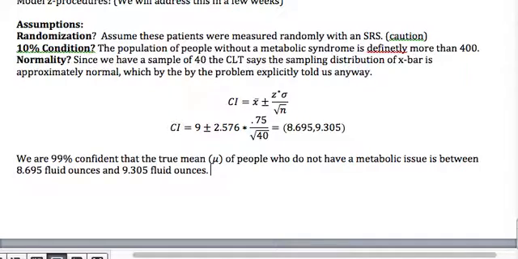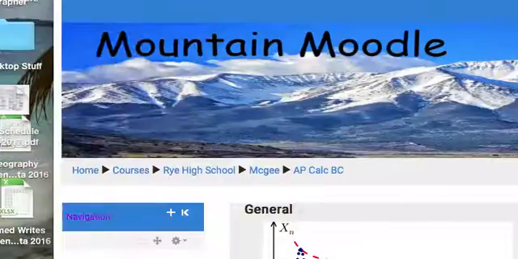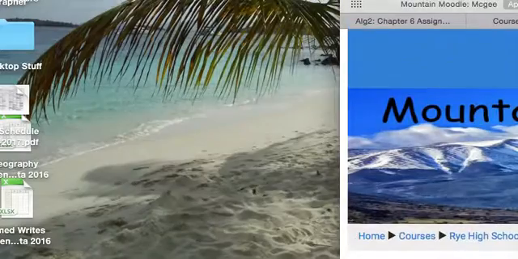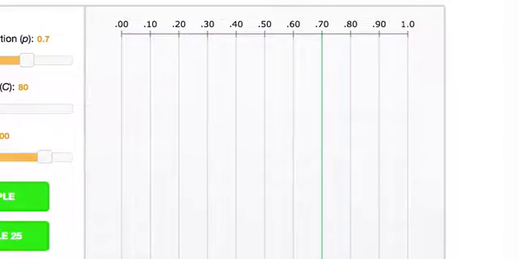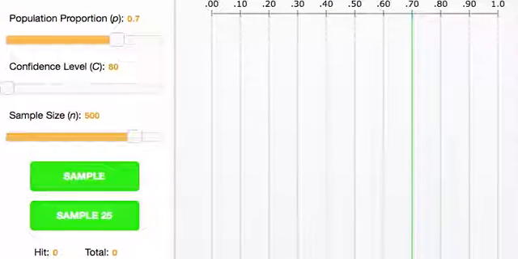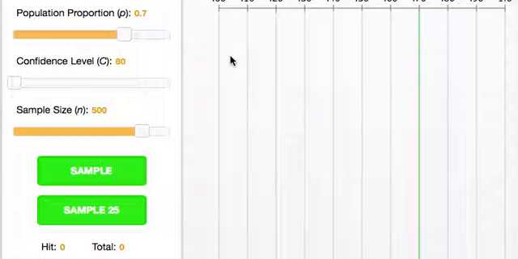Okay. Let's look at a simulation here real quick before we call it good for today. I'm going to save this. So this is actually on Moodle if you want to play around with it, but I'm just going to pull it up. I put this on Moodle. It's a confidence interval simulator. So I think we can look at simulations of what we've been talking about.